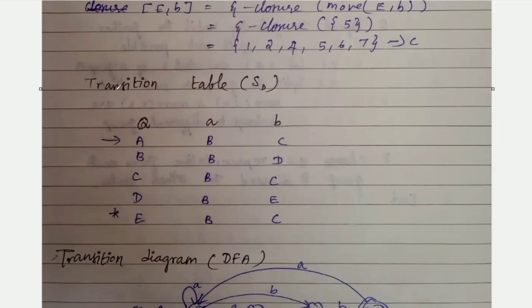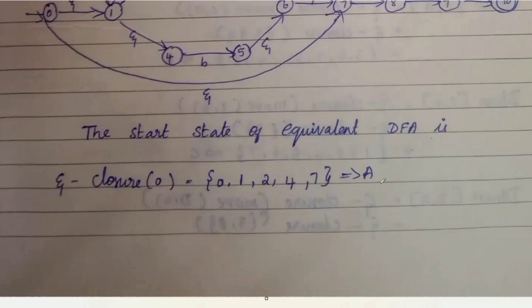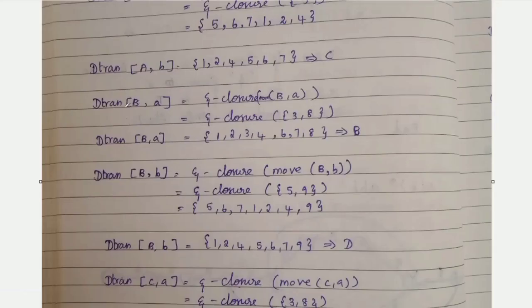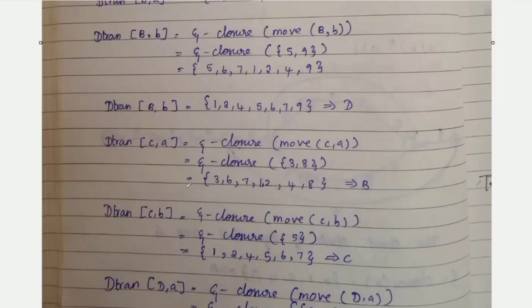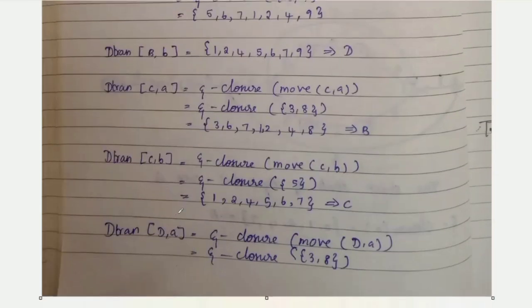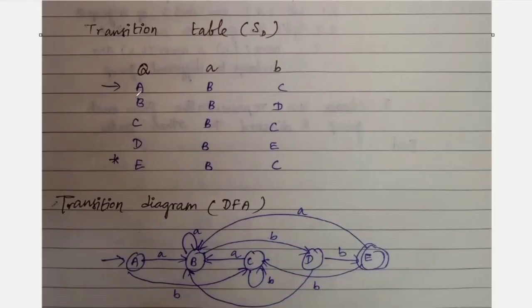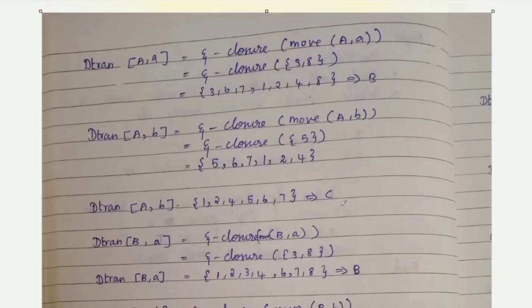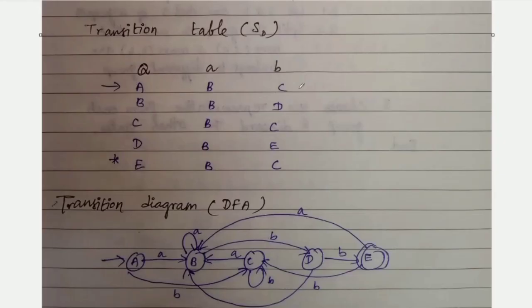In the transition table, Q is a set of states. We have two inputs A, B. The DFA has 5 states: a starting state A, intermediate states B, C, then D and E. State A, on seeing input symbols A, B, reaches B and C. Here you write B, C.